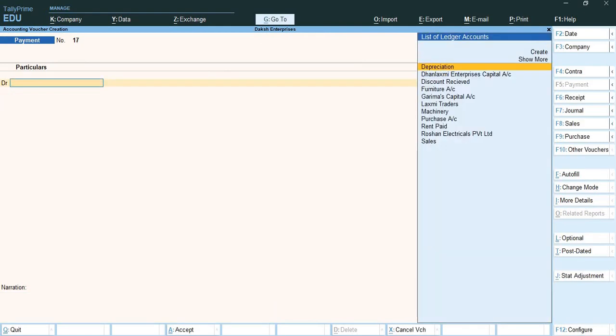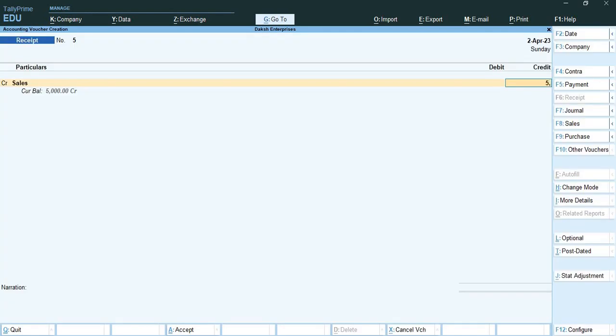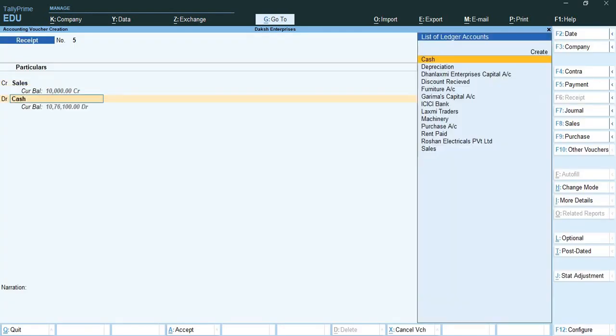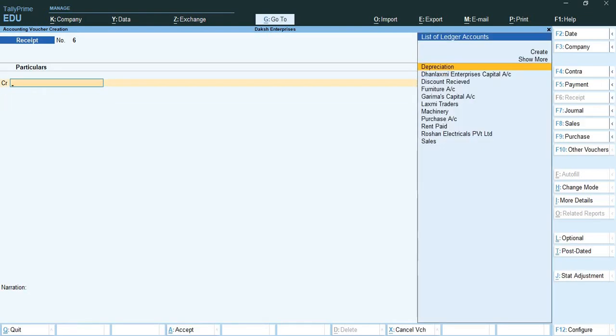Next, sold goods on cash amounting to rupees 5,000 to Ganesh Enterprises. So I have sold goods on cash. For this, I'll open my receipt voucher. Here I'll credit my sales account with 5,000 rupees and debit my cash account with 5,000. So this way the entry is done.